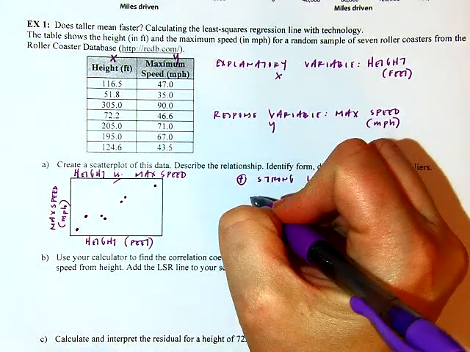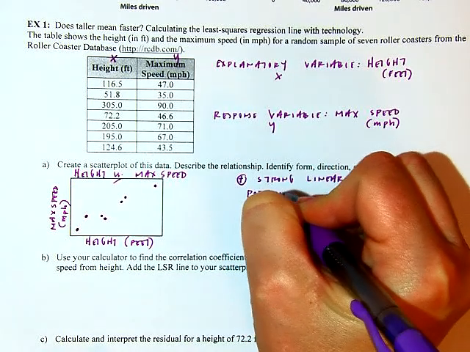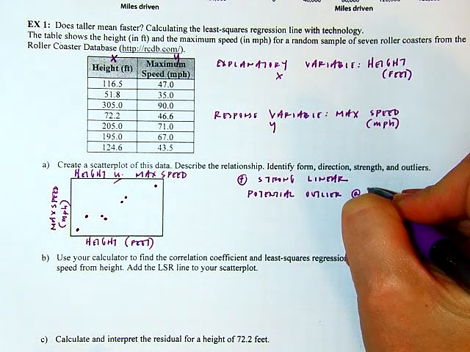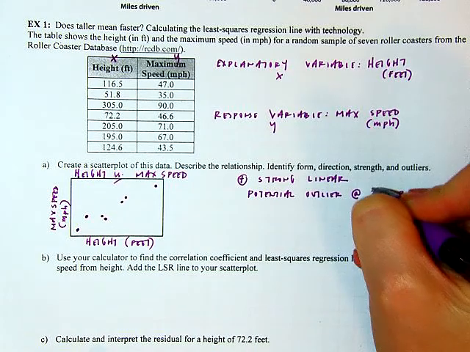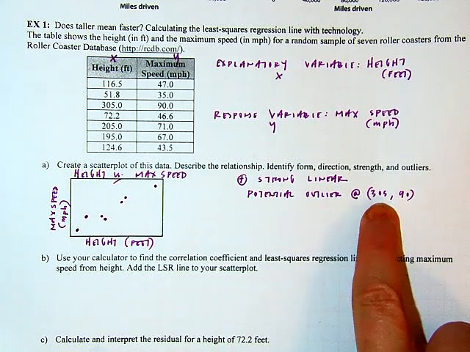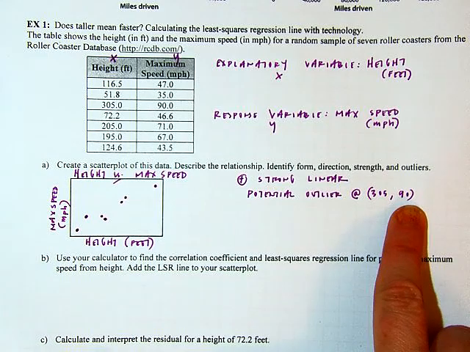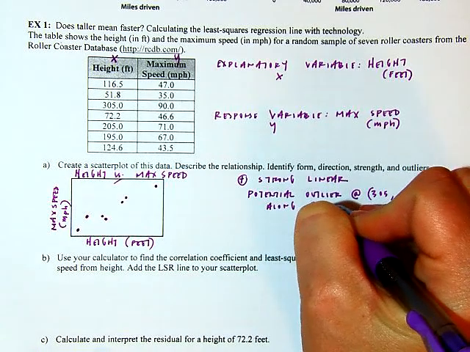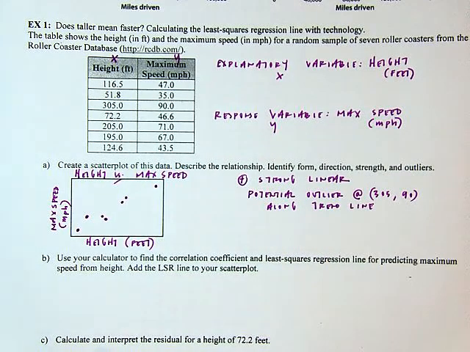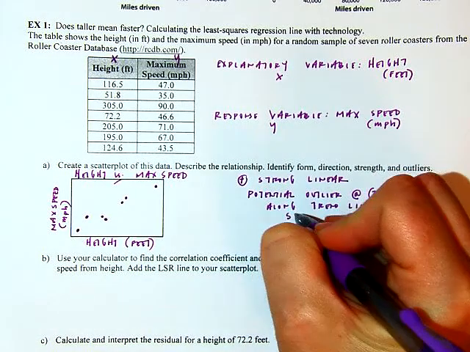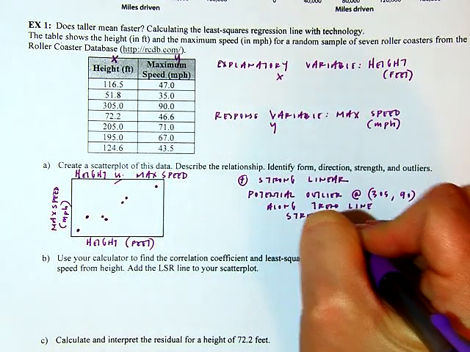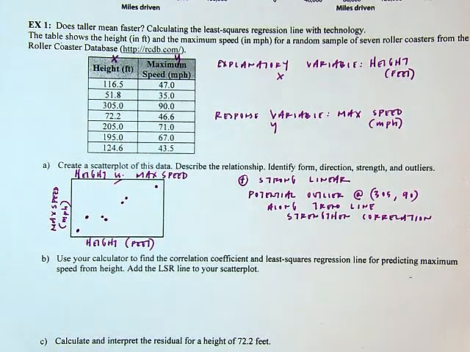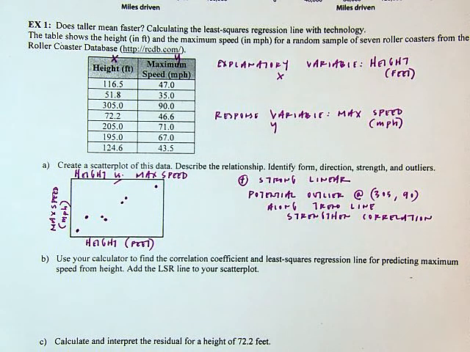All right, so let me acknowledge that data point as a potential outlier. It was at 305 and 90. So 305 feet, maximum speed was 90. Remember that it was along that trend line, which means that it has the potential to strengthen the correlation. It has the potential to pull it closer to 1 than it really would be without that one data point.